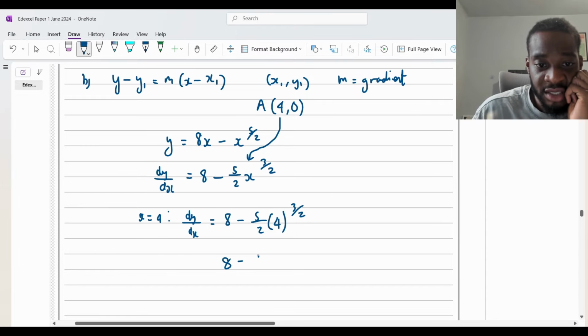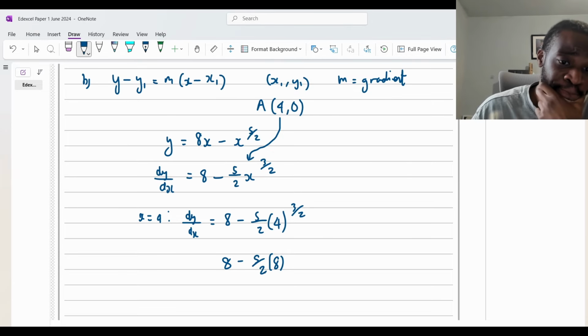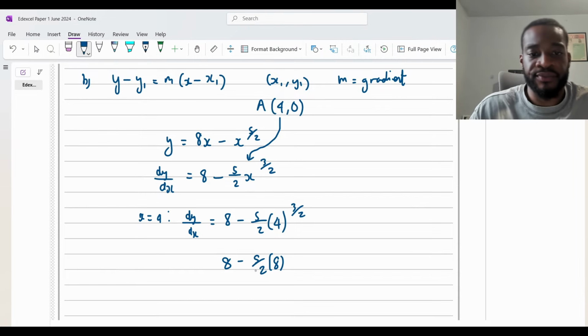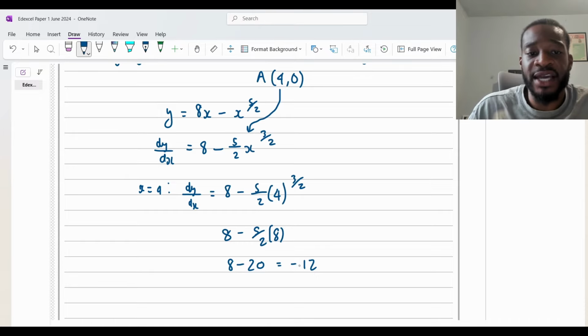8 minus 5 over 2. Square root of 4 is 2. 2 cubed is 8. So that's going to be 8 right there, isn't it? 8 divided by 2 is 4. 5 fours are 20. This is 8 minus 20, which is minus 12. So the gradient is minus 12, right?